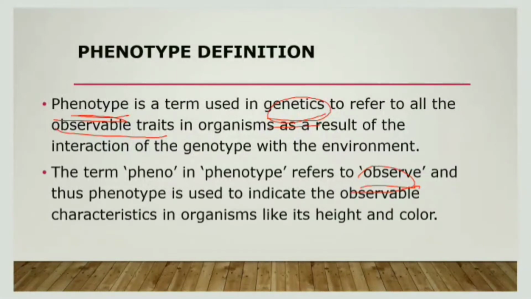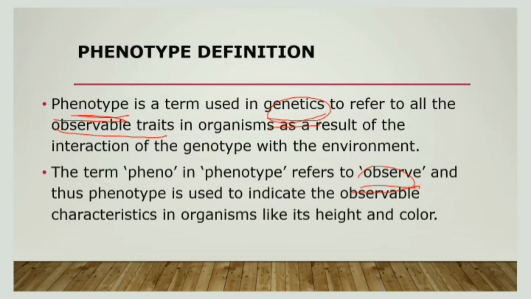So, what are the observable characteristics in an organism? The main observable characteristics are height as well as color. That is, whether an organism is tall or short, or, for example, whether the eye color of an organism is blue or brown. These are the observable characteristics in an organism.